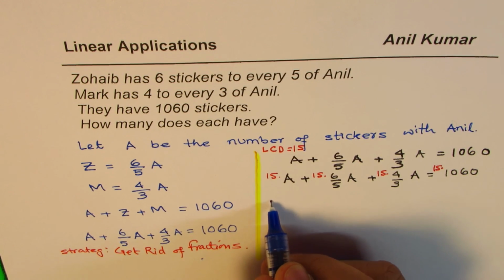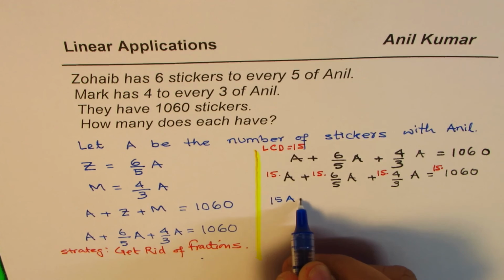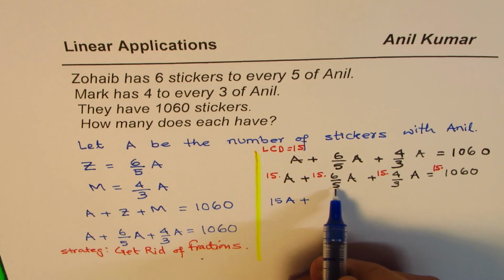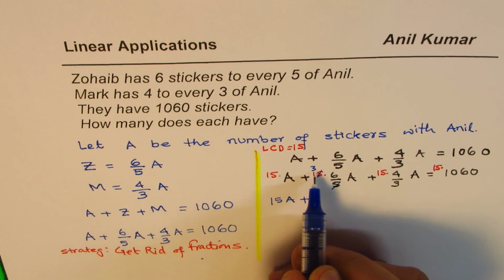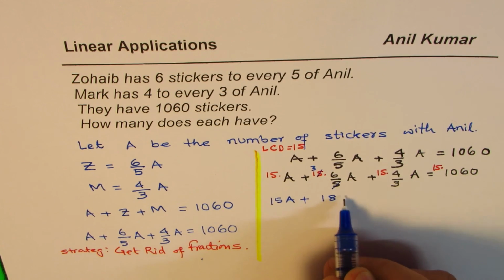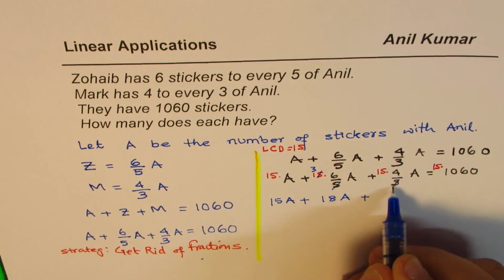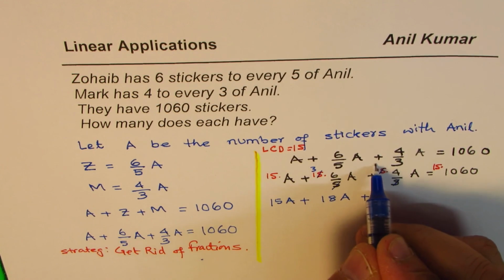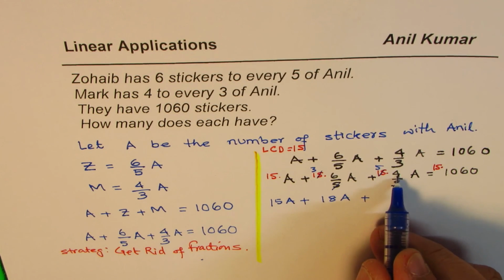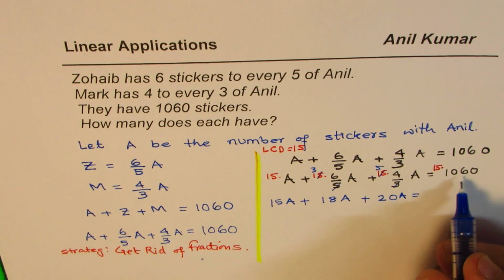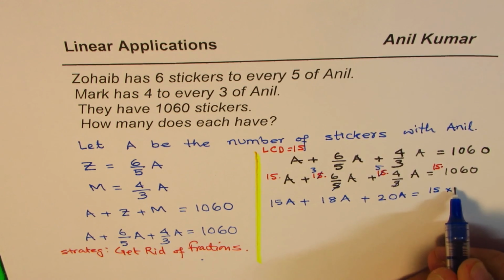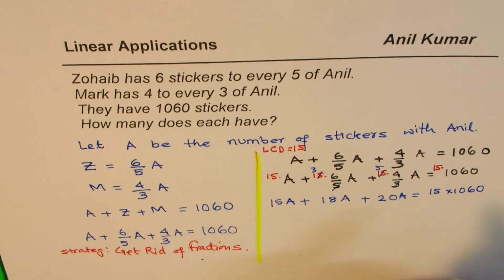Here we have 15a. Do you see that? 15a plus this gets 5 times 3 is 15, so you could cancel this. 3 times 6 is 18, so 18a plus that goes 5 times, right? So this is 5 times 4, which is 20a, and this one is a big number, right? So let me just keep 15 times 1060. We'll use calculator after all, correct?